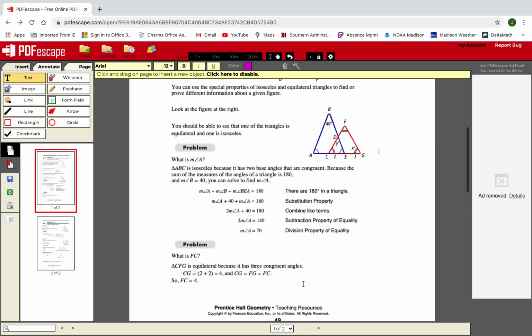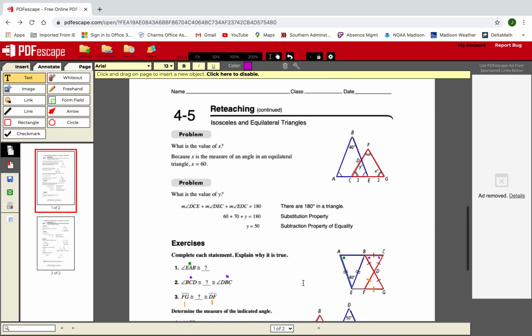They've moved the triangles down here to the next page, which is extremely handy. This one wants to know what is the value of x. It's because x is a measure of an angle in an equilateral triangle. We know that each of those angles is 60 degrees, so x is 60. Then it wants to know the value of y.